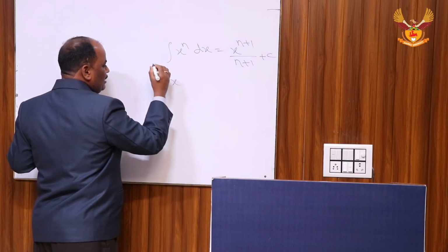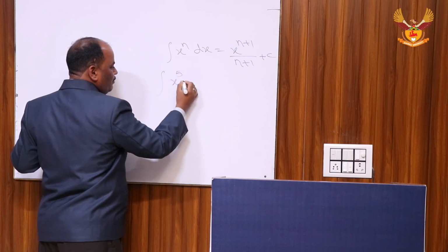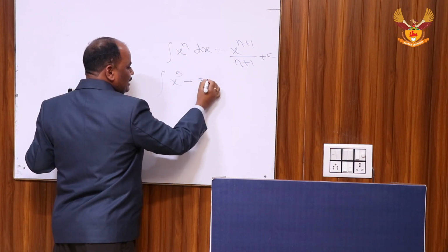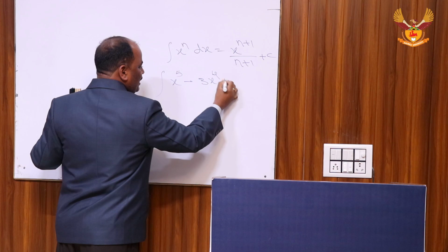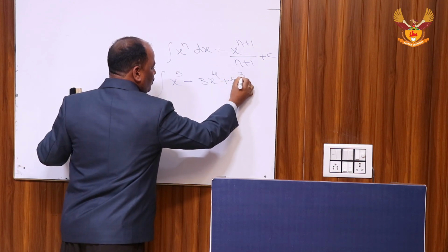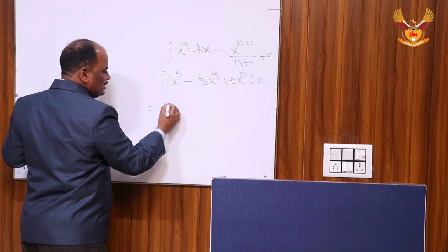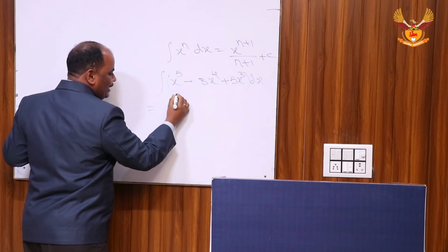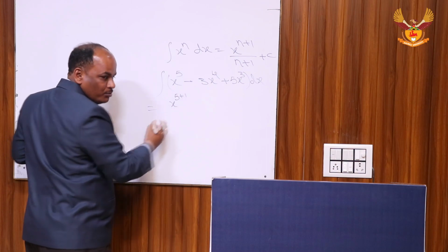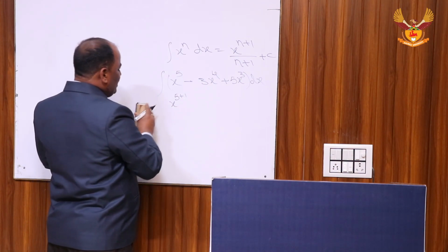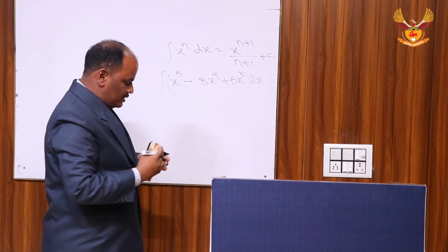Integral of x power 5 minus 3x power 4 plus 5x cube dx. In this integration, we apply x power 5 plus 1 upon 5 plus 1, and similarly we do the same integration for the other terms.